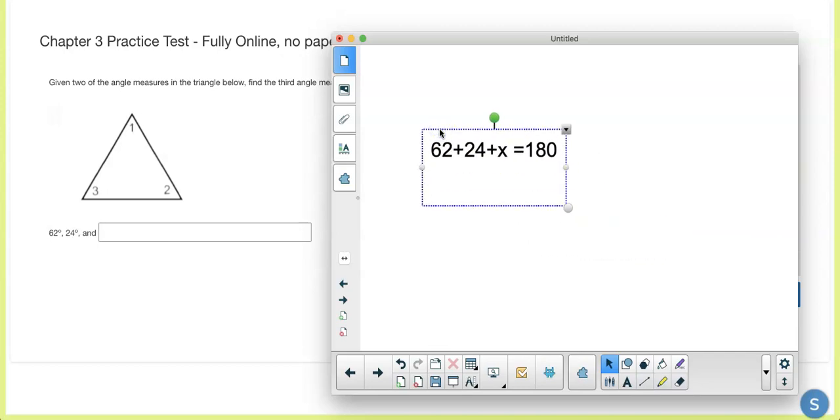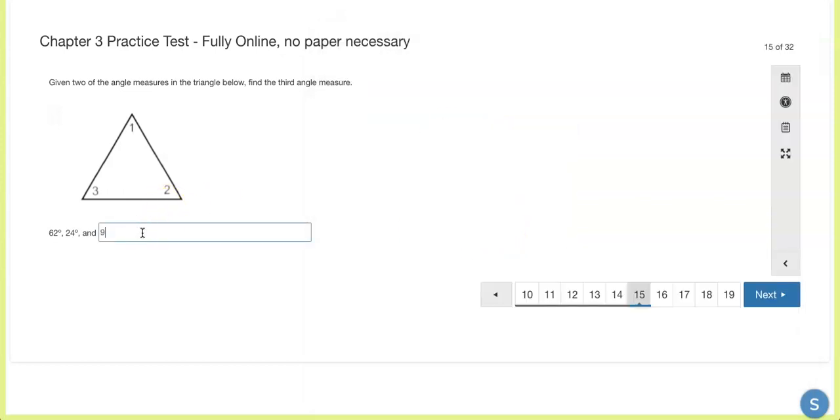If you add 62 and 24, you get 86 plus x has to equal 180. And then we're just subtracting both sides by 86. So it looks like 94 is the answer this time. So 94 degrees should be that last one. They have a total of 180.